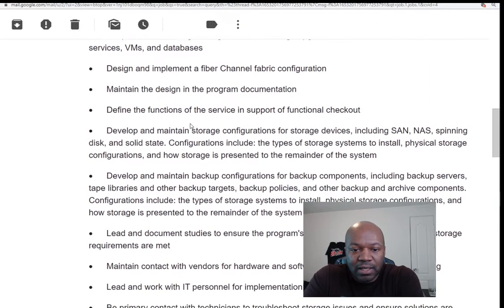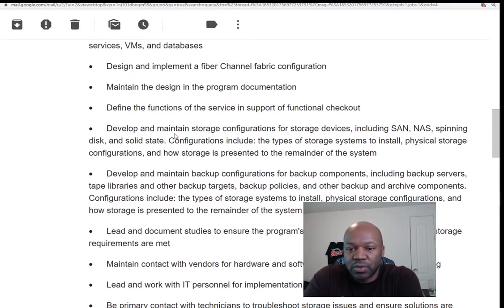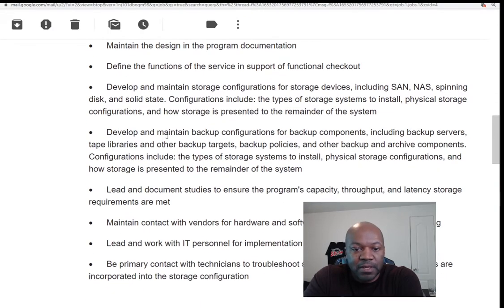Develop and maintain storage configuration, storage area, for SAN and NAS, spinning disks, solid state configuration. Develop and maintain backup configurations and backup components, including backup servers, tape libraries, and backup policy. So they're expecting you to have the policy together, either write it or maintain it, so that somebody else behind the storage engineer can say, okay, let's update this storage policy, here's what you will do and here's what you will do.